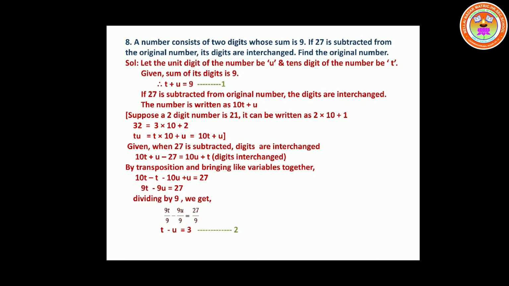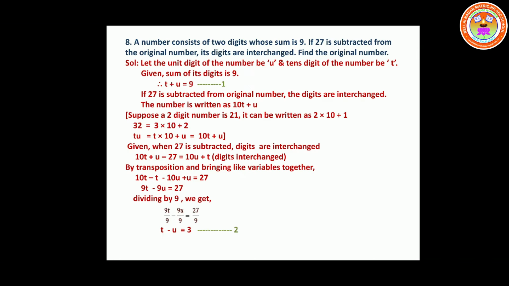So this is the number, and if I subtract 27 from this number, the digits are interchanged. That is the second statement. So what is the number I've written? 10t plus u. When I subtract 27, that is minus 27, then the digits are interchanged. That is, the ones and tens digits are interchanged. So what is the answer? 10u plus t. That is the number after interchanging. So 10t plus u minus 27 becomes 10u plus t.